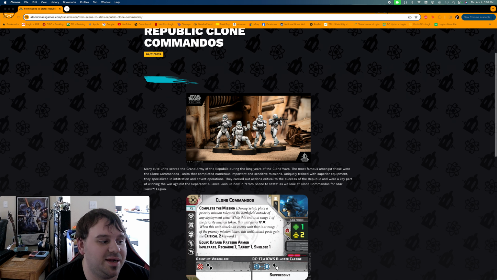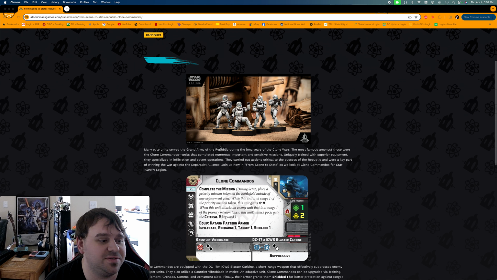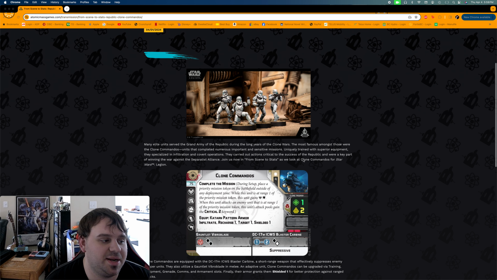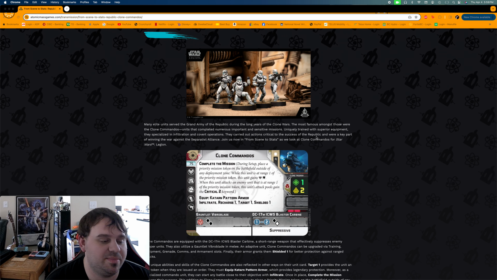So here we have many elite units serve the Grand Army of the Republic during the long years of the Clone Wars. Most famous among those were the Clone Commandos, units that completed numerous important and sensitive missions. Uniquely trained with superior equipment, they specialized in infiltration and covert operations. They carried out actions critical to the success of the Republic and were a key part of winning the war against the Separatist Alliance. So we're looking into the Clone Commandos now.